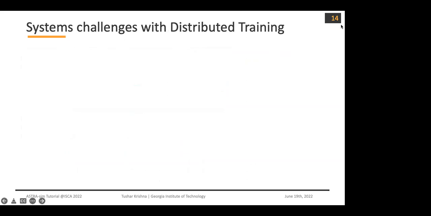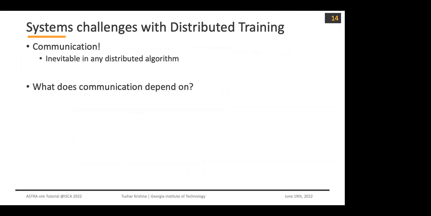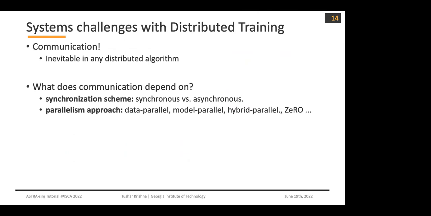So what are some of the systems challenges with distributed training? Communication. Inevitably, if you have any distributed algorithm, communication is a challenge. So what does this communication depend on? It really depends on the synchronization schema and the parallelism approach. And we'll talk about this in a bit. And the main question is, is communication really a problem?